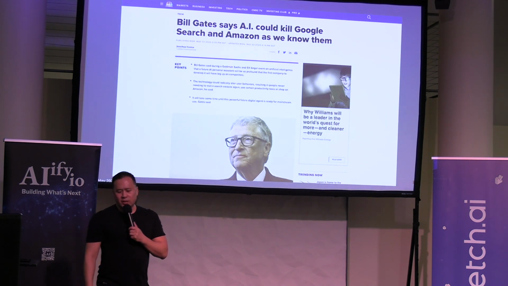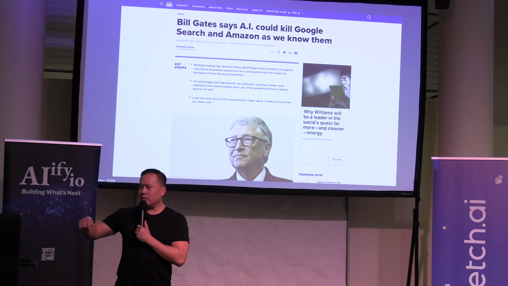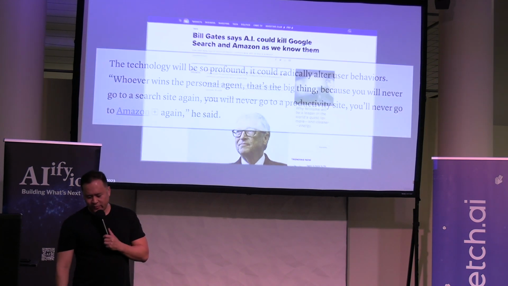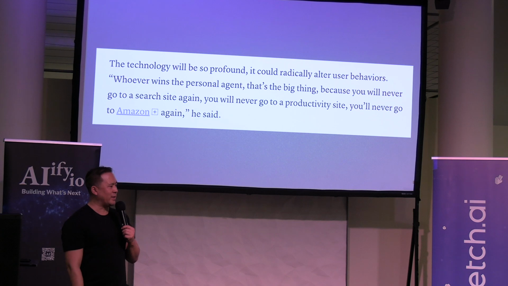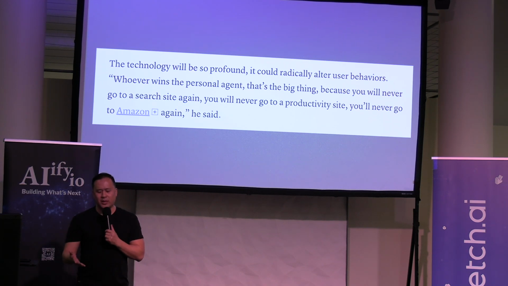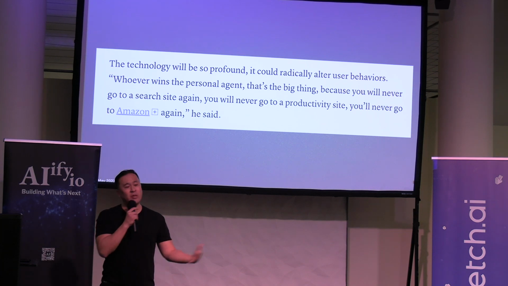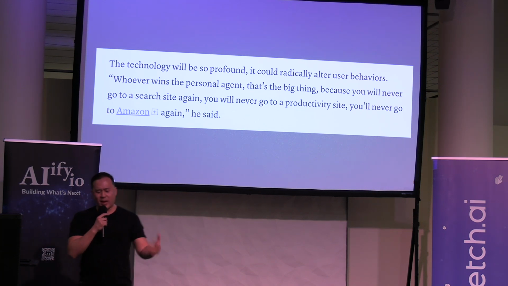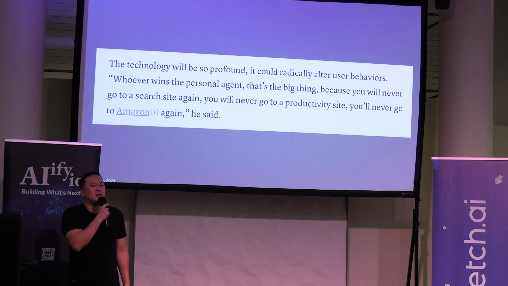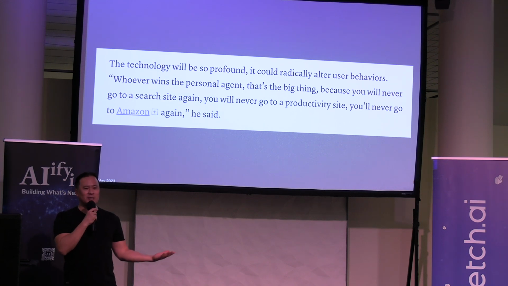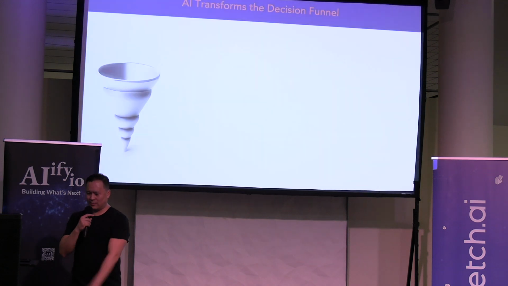Not only does Gartner say that, Bill Gates said the same thing. In fact, the quote is, whoever wins the personal agent, that's the big thing, because you'll never go to a search site again. Bang, Google. You'll never go to a productivity site again. Bang, enterprise software. Bang, you'll never go to Amazon again. Because your AI agent will go and do all of those things for you. I think Bill Gates has been waiting to say that for like 25 years. And now it can come true.